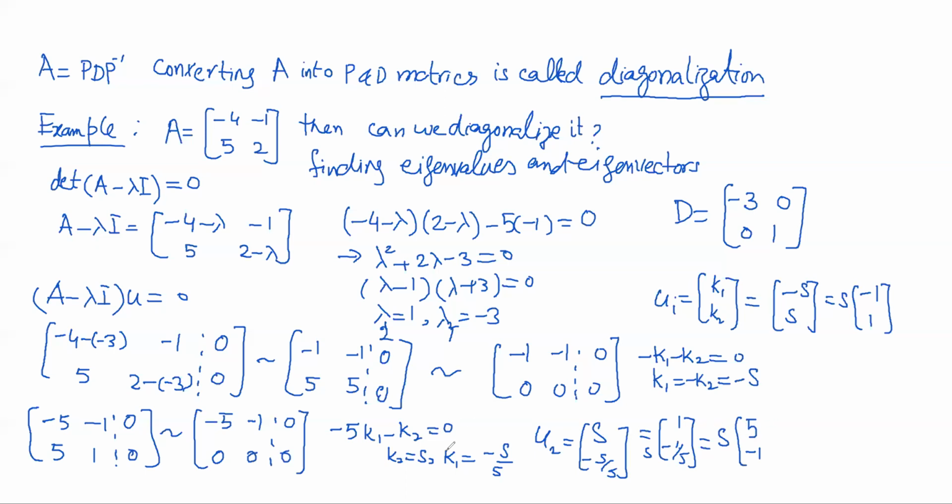Okay, so S1, no, yeah, I think I made a mistake over here, because K2 was S, so it should come over here. So K1 was minus S over 5. Okay, so let me erase.